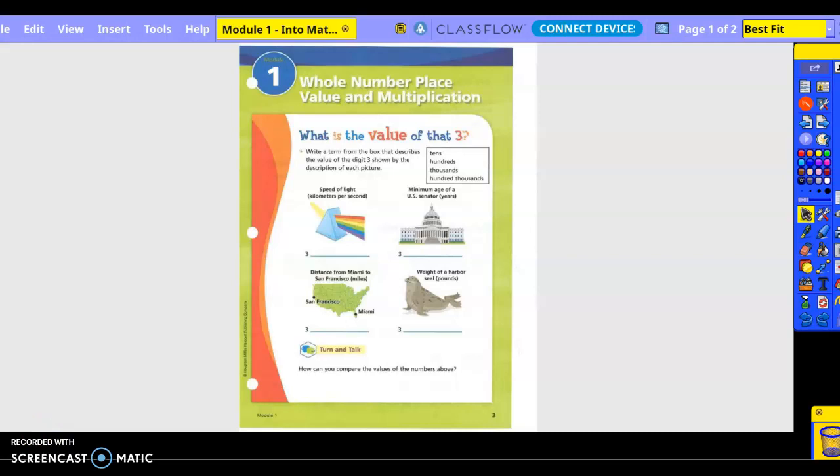Welcome to Math, Module 1, whole number place value and multiplication. What is the value of that 3? Write a term from the box that describes the value of the digit 3, shown by the description of each picture.